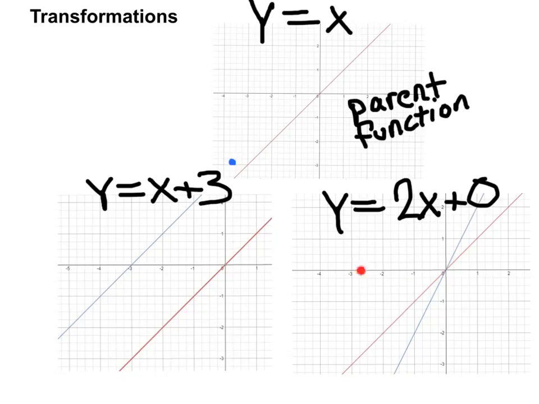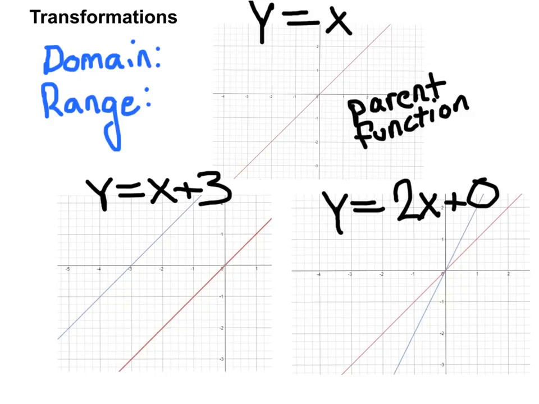In our third graph, y equals 2x plus 0, we kept the y-intercept the same, but we played with the slope. By keeping the y-intercept the same, we made sure that both graphs cross the point (0, 0). By making the slope 2, our blue line is steeper. It rises 2 units and goes over 1 unit, compared to our parent function, which only rises 1 unit and goes over 1 unit. And finally, the domain and range for all linear graphs is all real numbers.